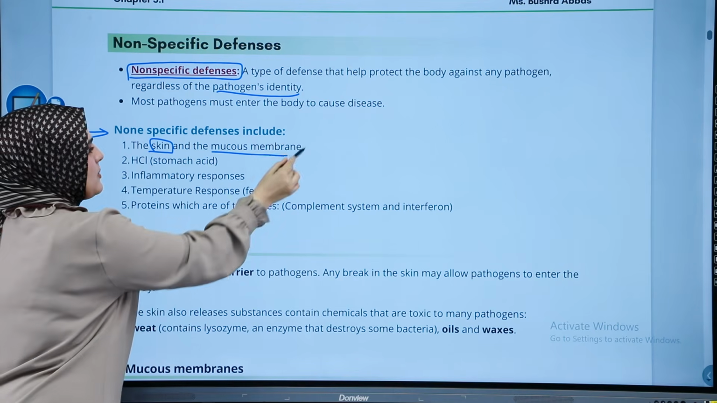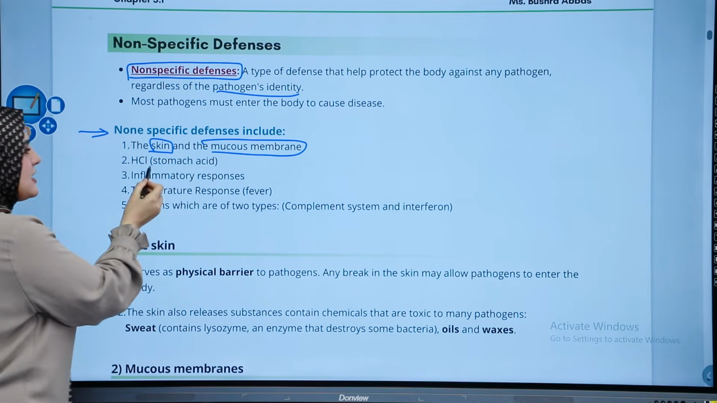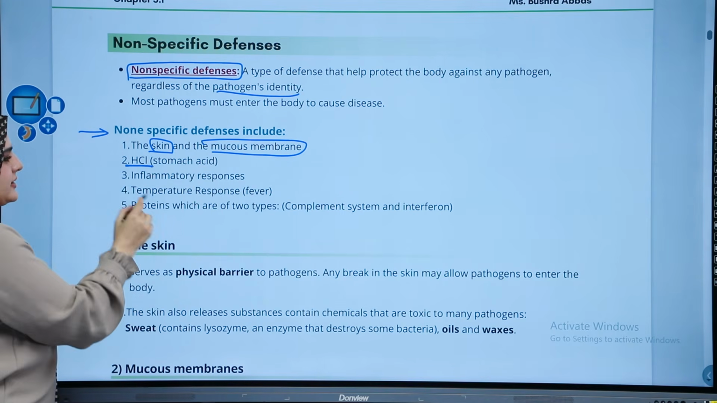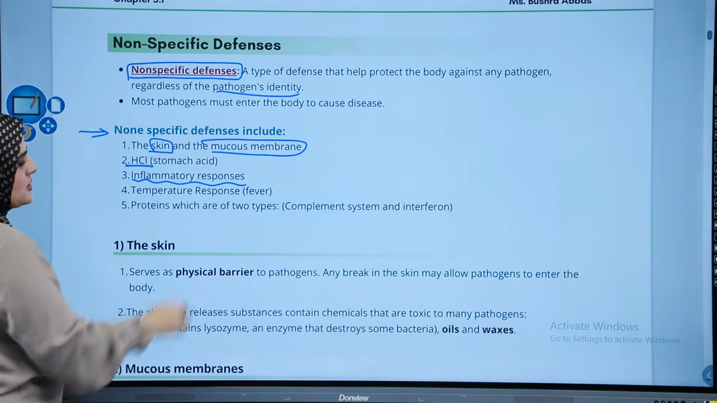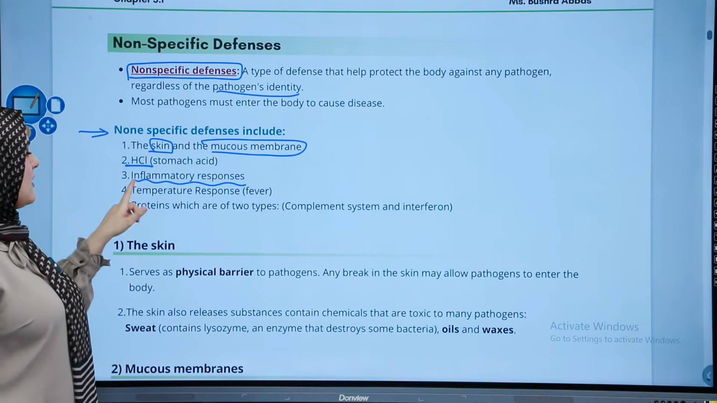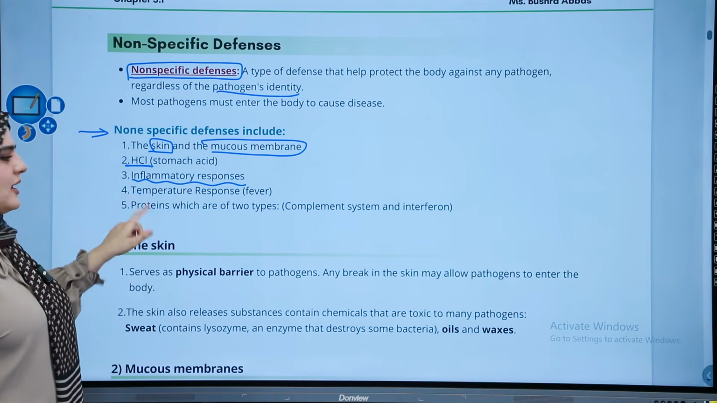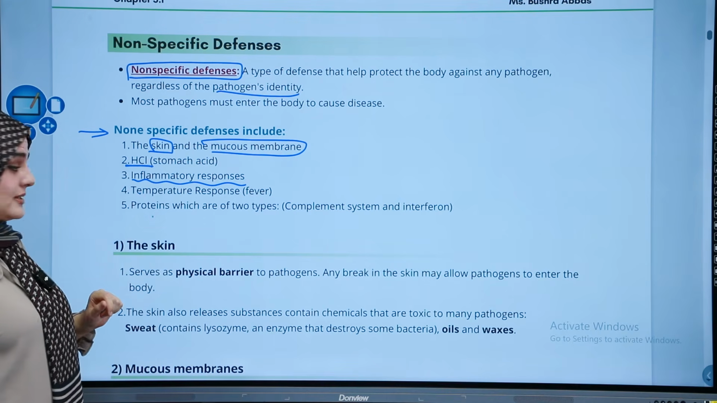Skin and mucous membranes are the first barriers. HCl kills bacteria. Inflammatory responses are also non-specific. Fever, which is high temperature, and some proteins in our blood system.